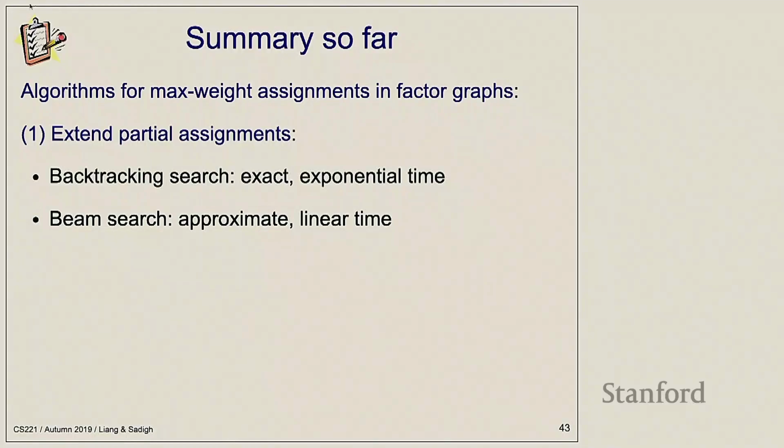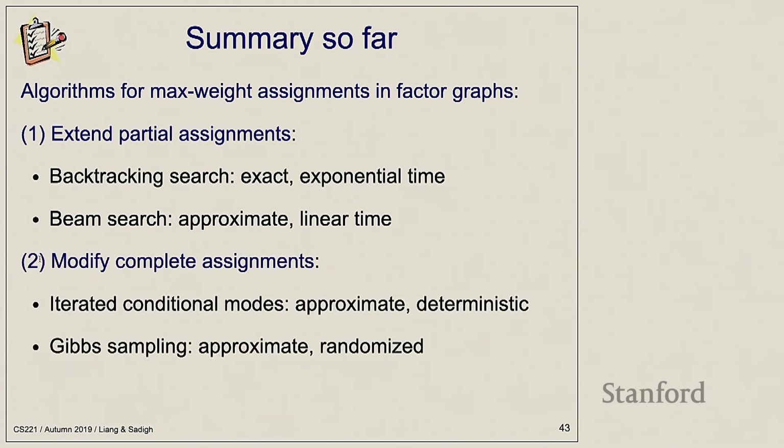So just to summarize so far, we've learned 2 ways of extending partial assignments in these graphs. One is backtracking search, which we learned last time, which is a full search of that tree. It gives you the exact solution every time, super slow. Beam search is approximate, and it gives you this cool little knob to trade off speed and, I guess you could say, success or exactness. Second, we learned ways to take an assignment and improve it, to modify it. One was ICM, which was approximate. And the other is Gibbs sampling, which is also approximate, but it uses some probability, some randomization.